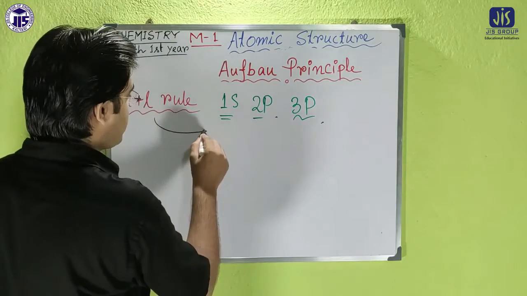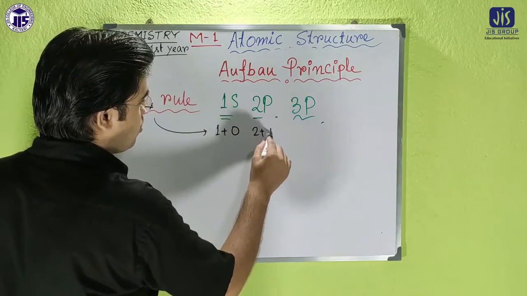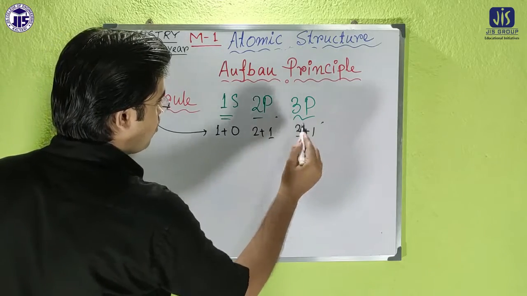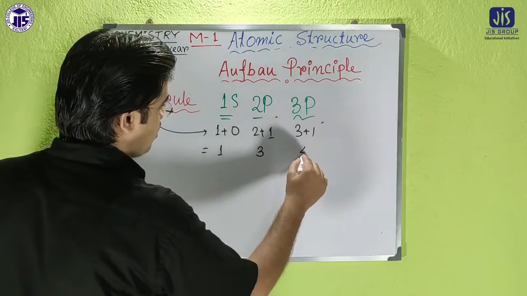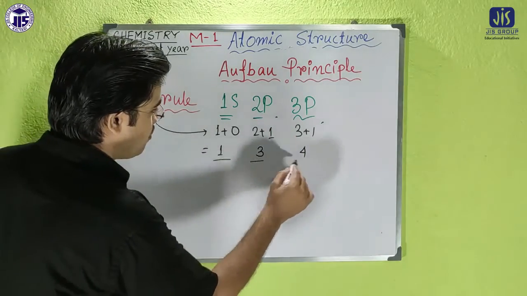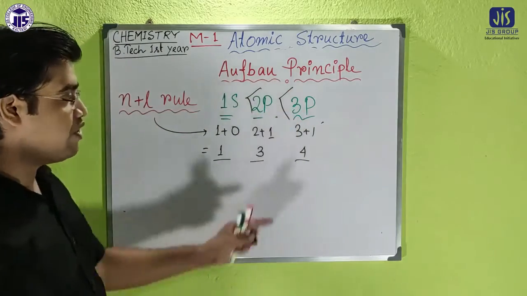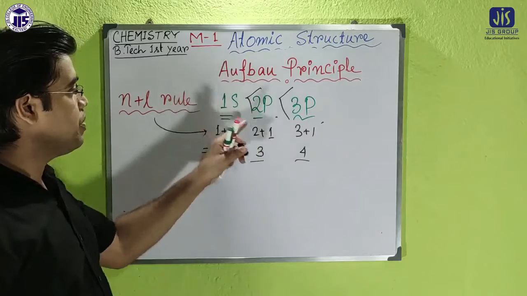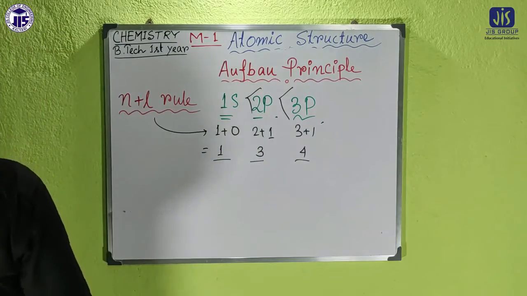So according to the n plus l value, it will be 1 plus 0, 2 plus 1, 3 plus 1. So it will be 1, 3, 4. Okay. So if it is 1, 3, 4, then the energy order will be like that: 3p will have higher energy than 2p and 1s. Okay. Then I can give you another example.